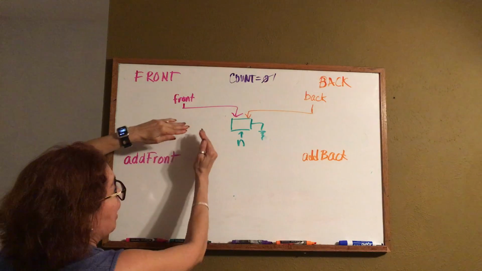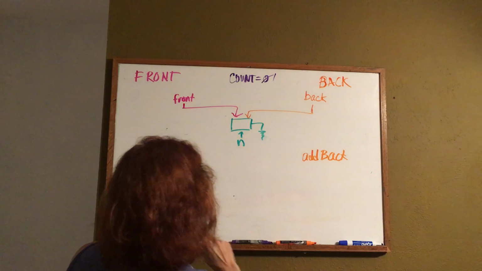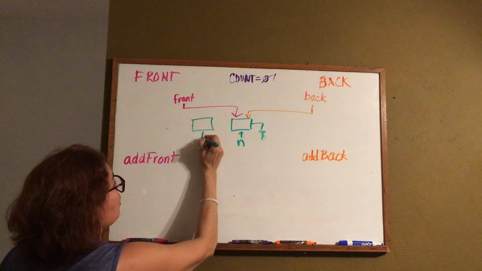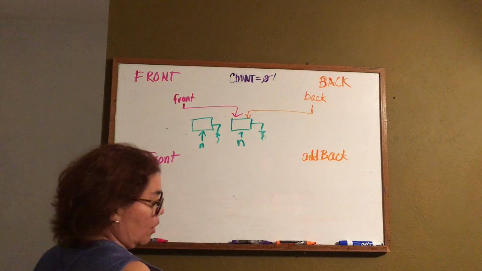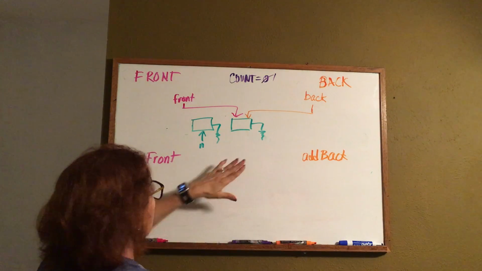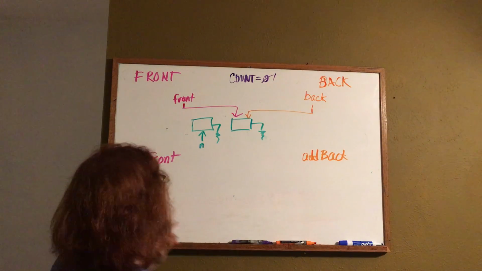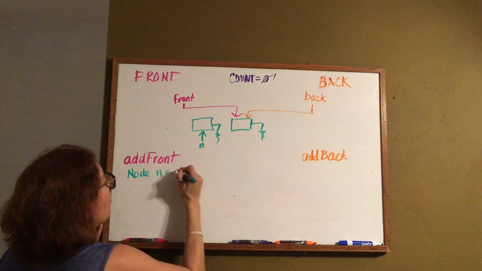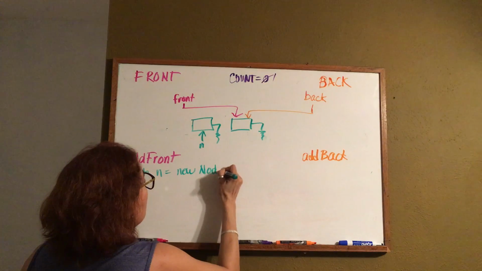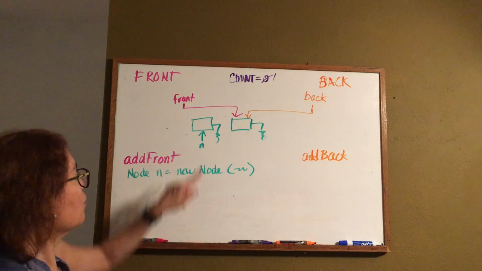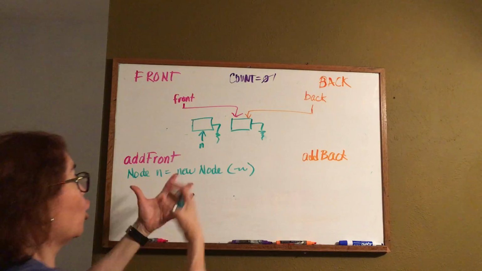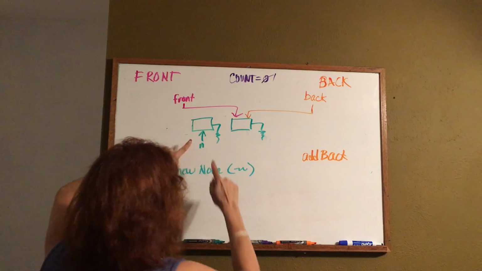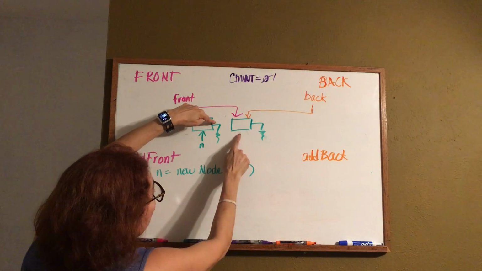If I want to add to the front, I am going to go ahead and create a new node. So here is the new node, okay? Look at the steps. I create the new node. It's going to be N, okay? When I do that, N is no longer referencing this, but it's referencing the new node. So I'm going to say here, N equals new node, and then whatever parameters I have. Okay, so I created that. I'm coding it, but I can actually see it.